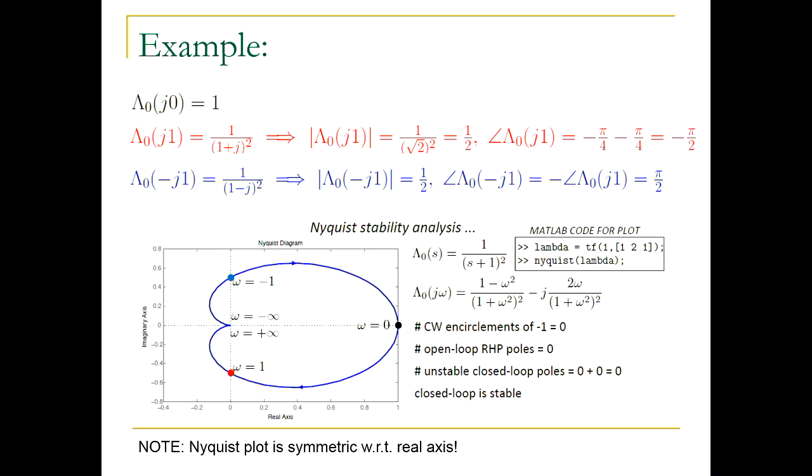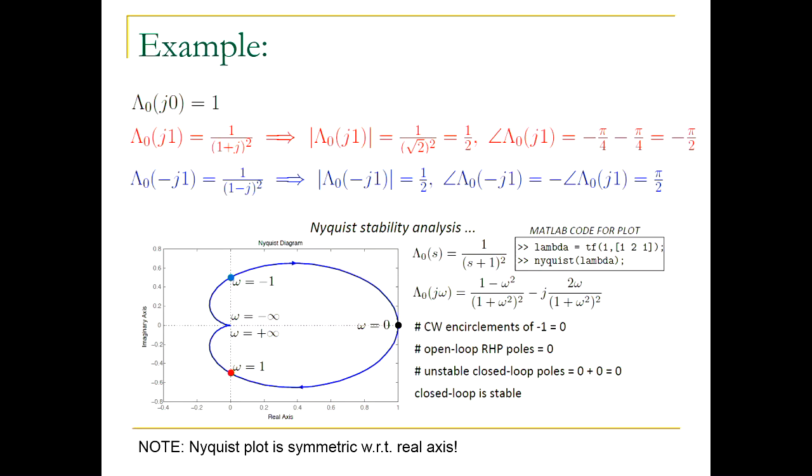So you can see that using the result is very easy. So here is the example. Lambda 0 is given here: 1 over (s plus 1) squared. So what are the poles of the open loop transfer function? Minus 1. There are 2 of them. Are there any poles of the open loop transfer function that are unstable? No. So P in this case is 0.